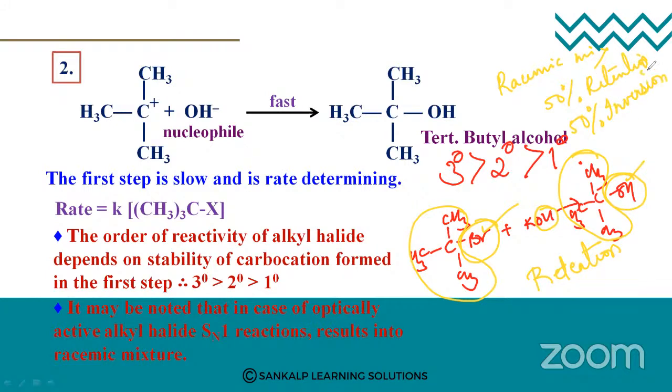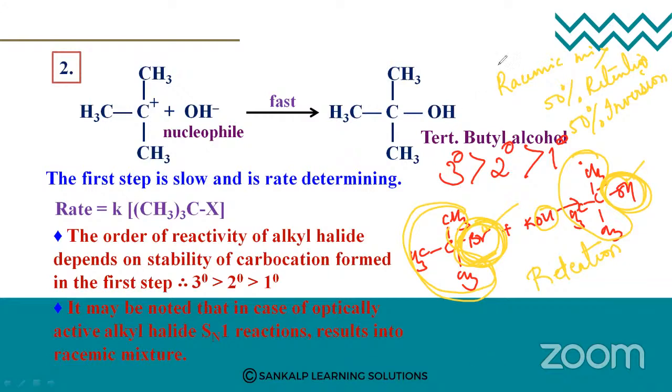You have 50% retention, 50% inversion. Now, what did I say about retention? When the other molecule is similar, and only the leaving group changes, so Br has been replaced with an OH group and the rest of the molecule is the same, then it is called retention.